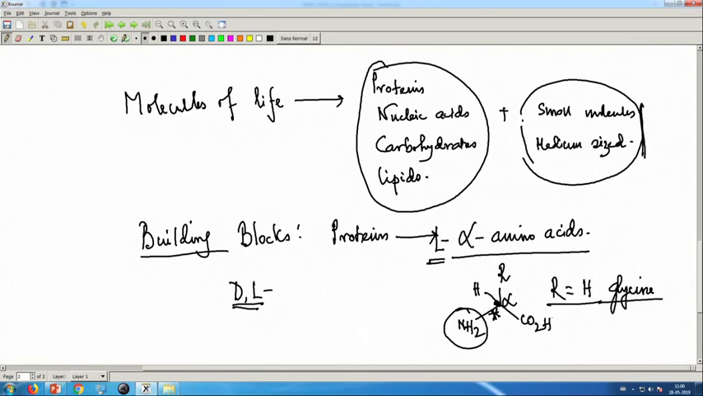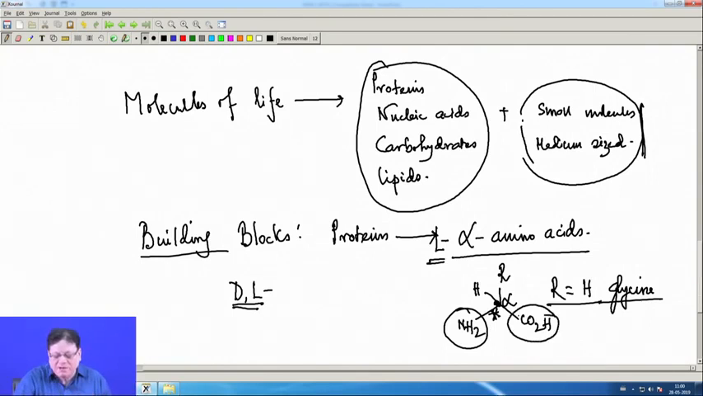Now, because it contains an amine, which is a basic functionality, and a carboxy, which is an acid functionality, in a molecule you have both acid and base present. So, that presents an interesting situation. There can be internal hydrogen transfer, and so NH2 can be present as NH3 plus and CO2H will be present as CO2 minus.